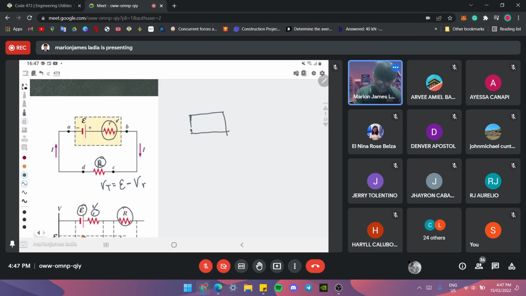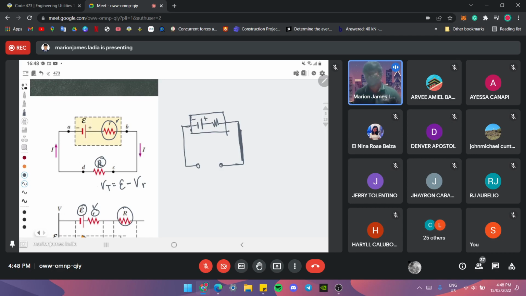So negative, positive. Of course, meron tayong internal resistance. So yan. And then, ito yung ating wire papunta sa ating resistance. So pag sinabi nating open circuit voltage, ibig sabihin nun, wala tayong isasaksak dito.